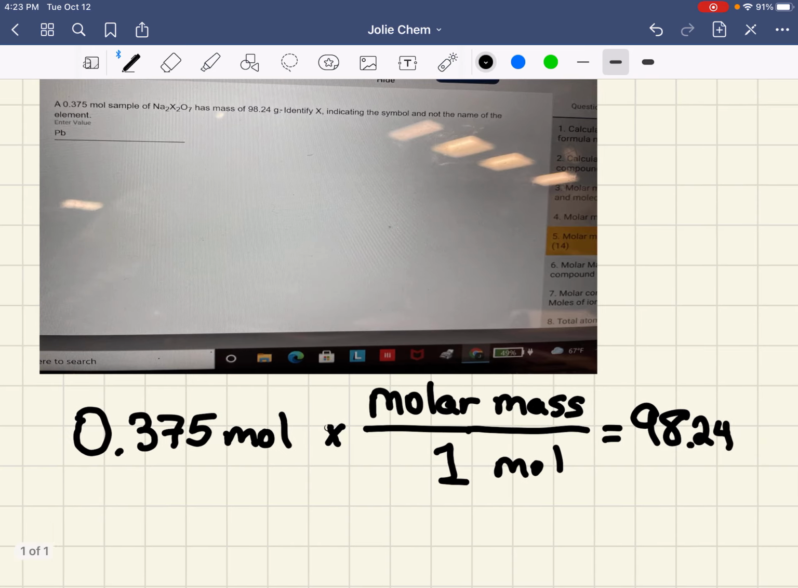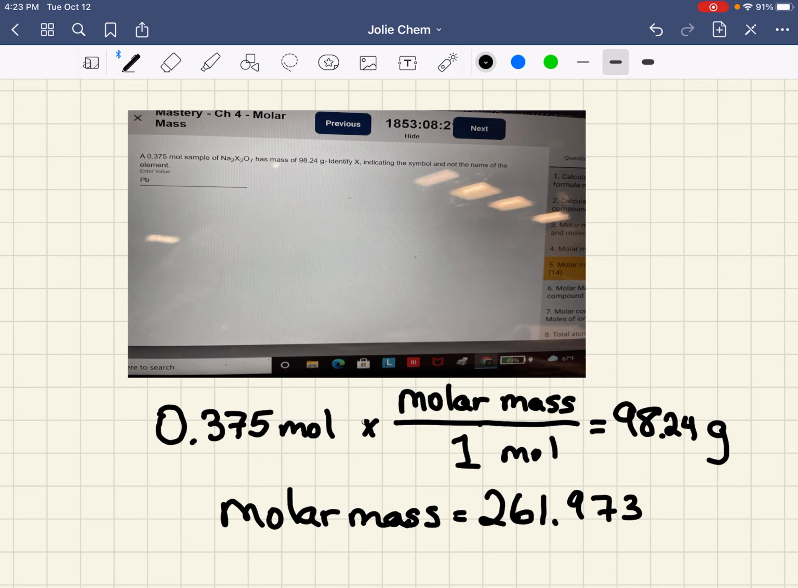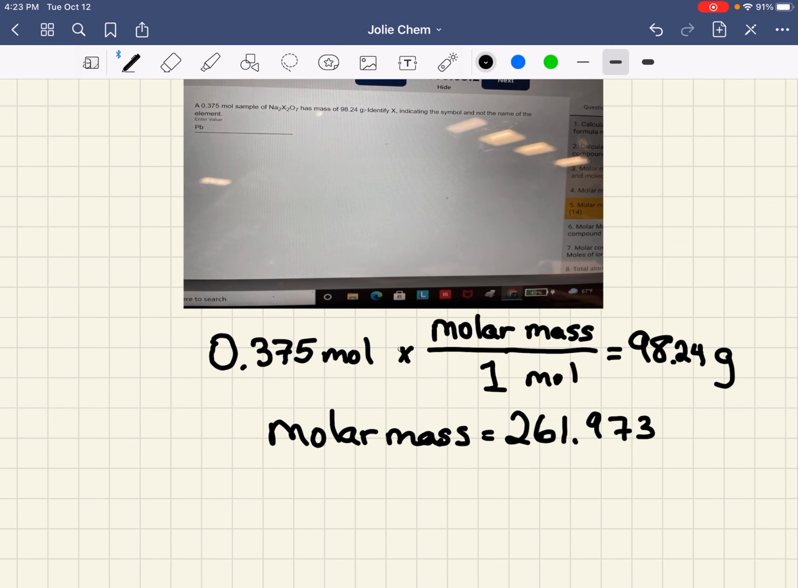So if you were to do this, and if you were to solve for molar mass, you end up getting a value that's about 261.973, something around there. But more importantly, the next step, identifying that, is more important. If you have the molar mass, now what are you going to do? The best way to solve this problem would now be to look at that formula, Na2X2O7, and start seeing how we could find this X.